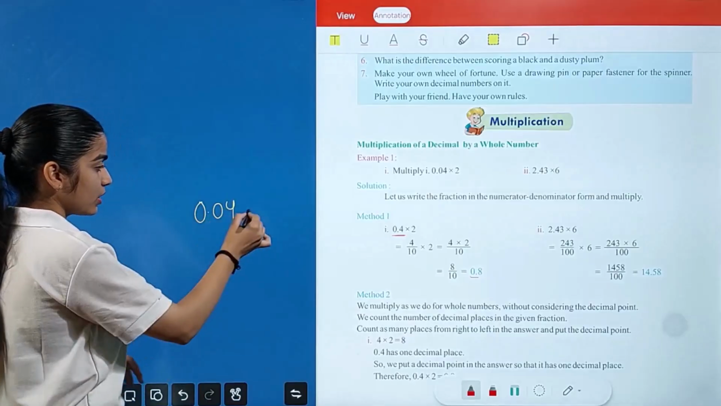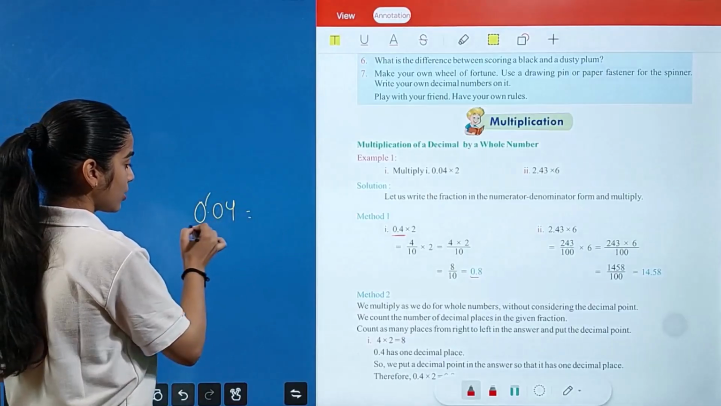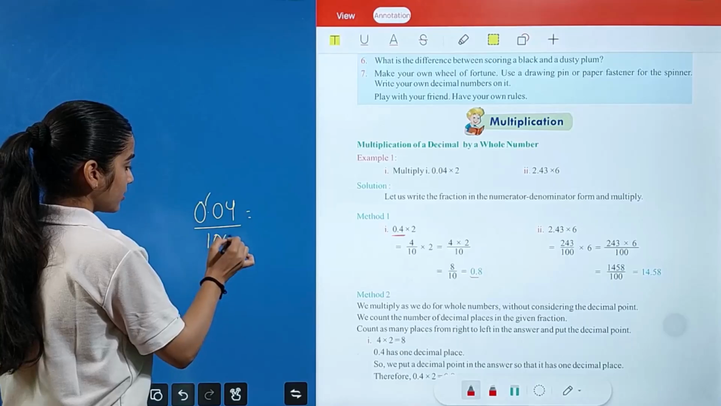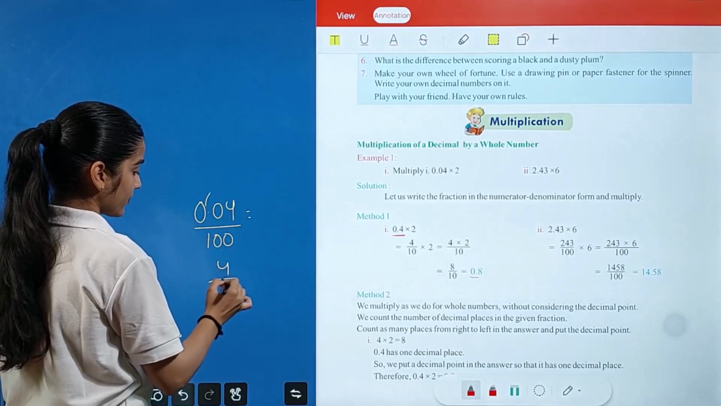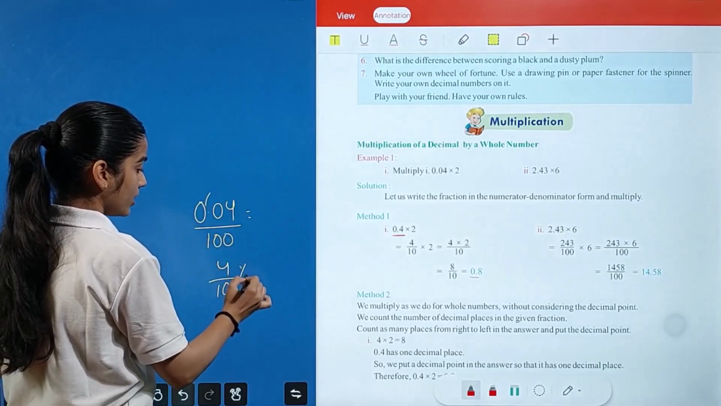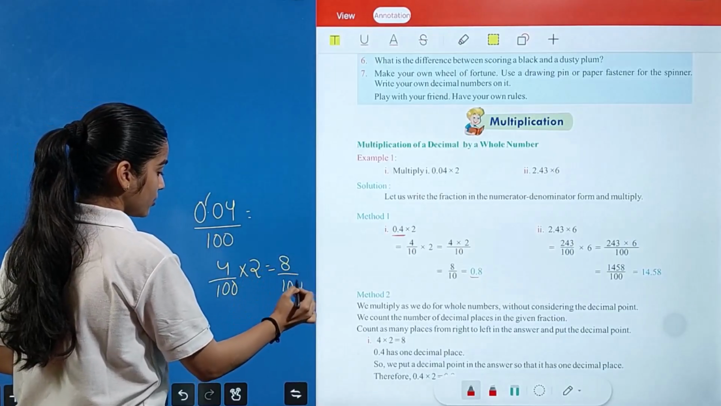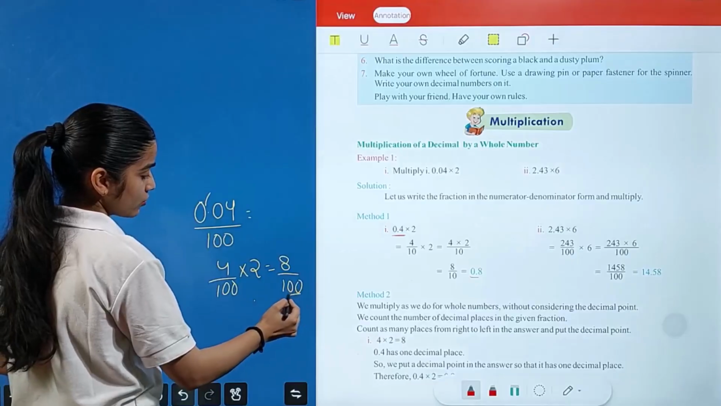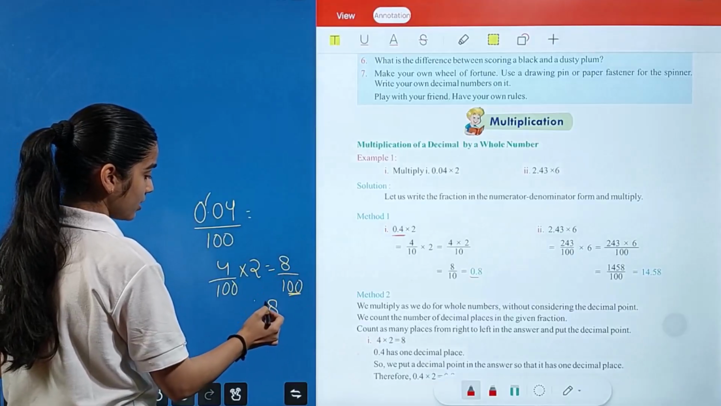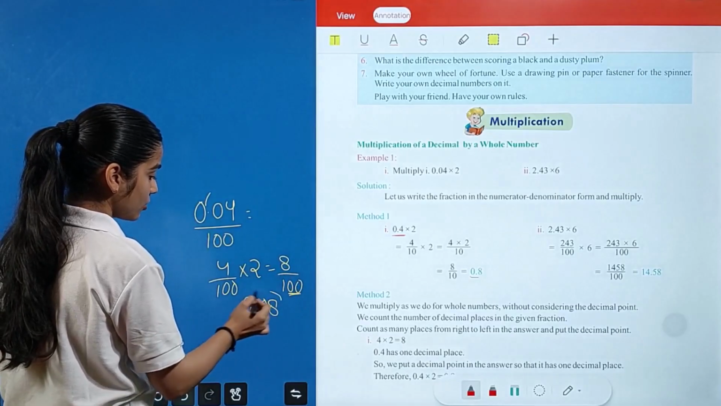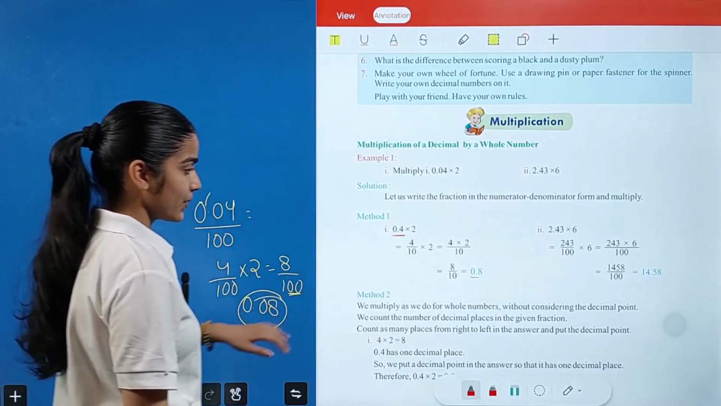So first you have to convert this number into decimal. So the answer will be 4 upon 100. Right? Now 4 upon 100 multiplied by 2, your answer will be 8 upon 100. So how many zeros? 2. So we have to write 0.08. 0.08 is your answer. Okay.